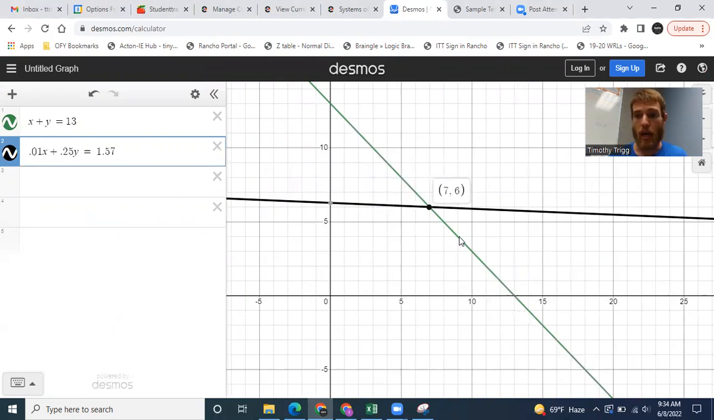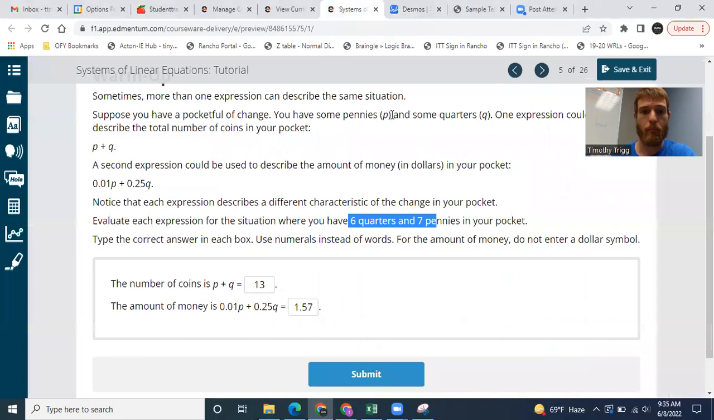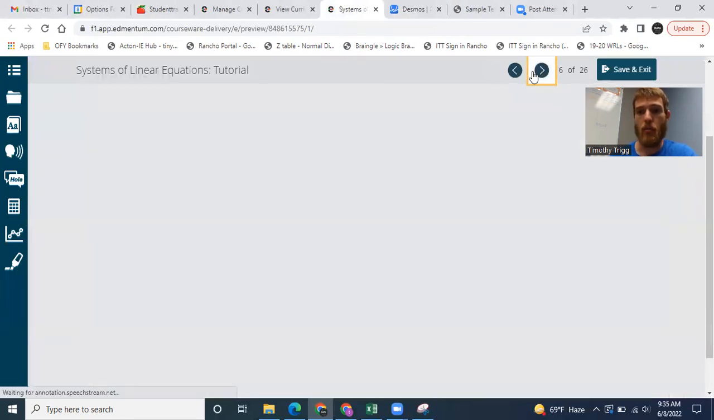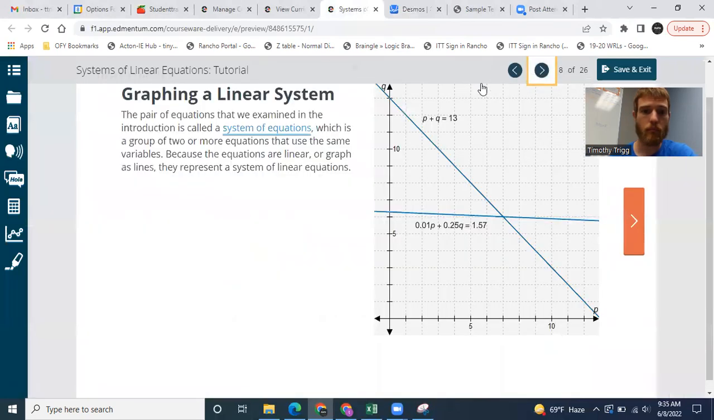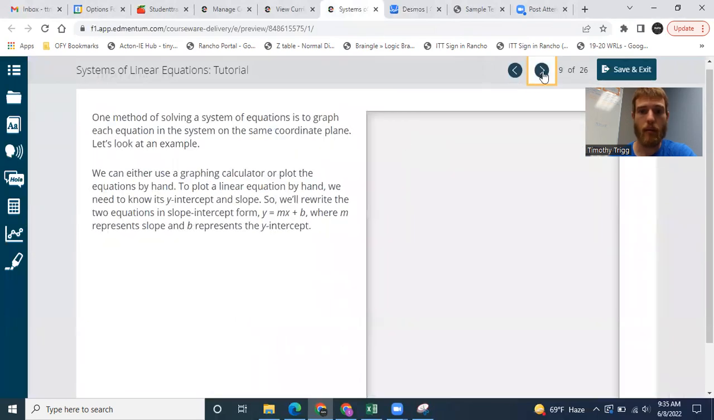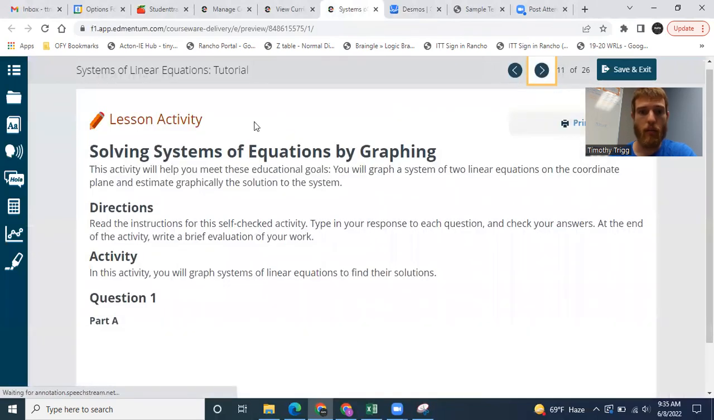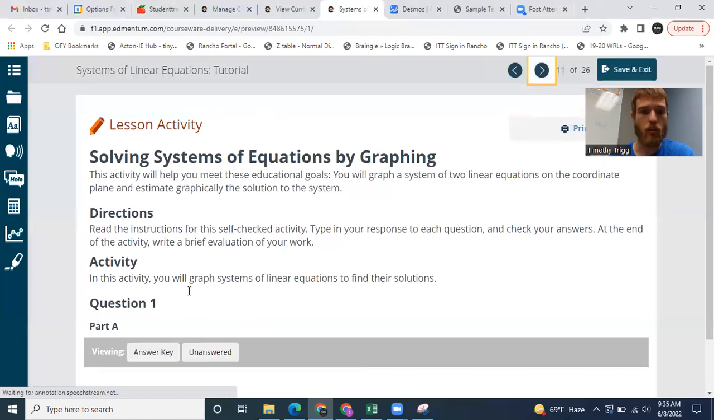So the point where the two lines cross is always the solution to a system of equations. We'll go into more of this in detail, but just for now, know that when the two lines cross, the location of their intersection is the solution for the system of equations. All right, let's go ahead and move on. We can move along all the way to page 11 here in the tutorial.